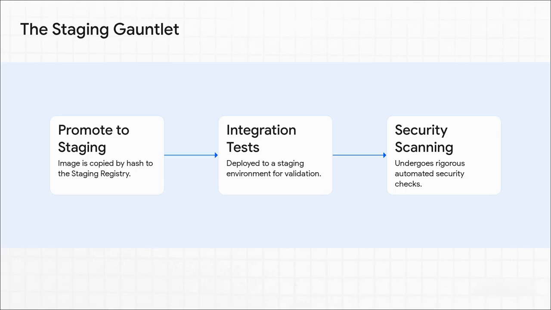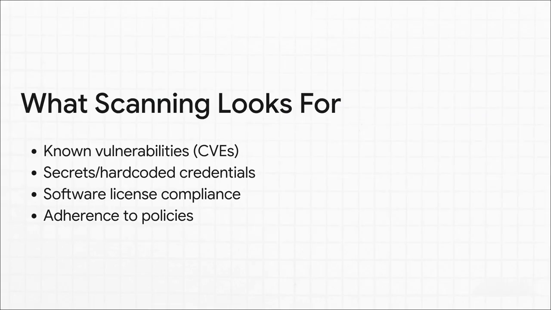Second, it gets deployed into a staging environment where we run all our integration tests to make sure it plays nicely with other services. And third, the automated security scanners get to work, picking it apart to look for any flaws. So what are we actually looking for when we say scanning? Well, it's not just some magic black box. Our automated gatekeepers are hunting for known vulnerabilities, or CVEs. They're sniffing out accidentally committed secrets, like API keys. They're making sure all the software licenses inside are compliant, and they're checking that the image follows our own internal policies. If it fails even one of these checks, it stops dead in its tracks.